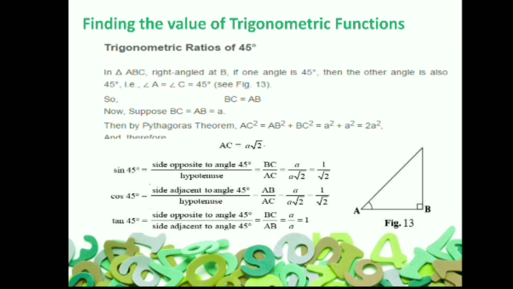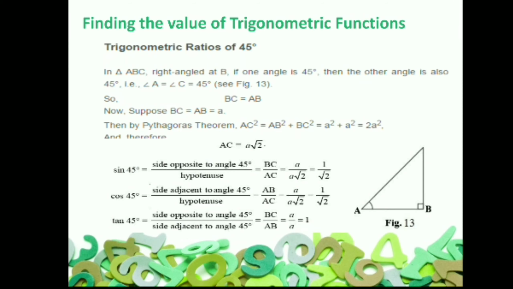Okay, so now we are going to find out the value of all 6 ratios for 45 degree. So for sin 45 degree, you know sin theta is equal to perpendicular upon hypotenuse. So what is the perpendicular? It is BC upon hypotenuse AC. What is the value of BC? It is small a, and AC we just found is a under root 2. So a and a both are cancelled. So sin 45 is equal to 1 upon root 2.